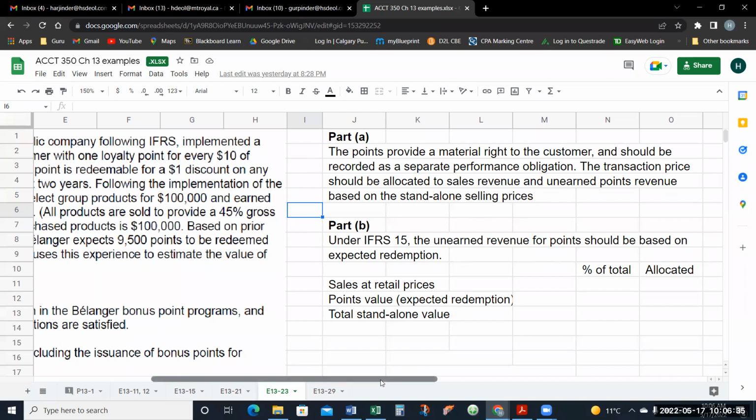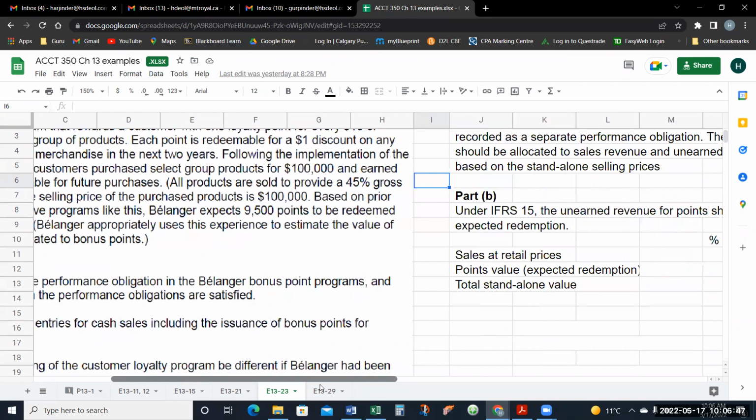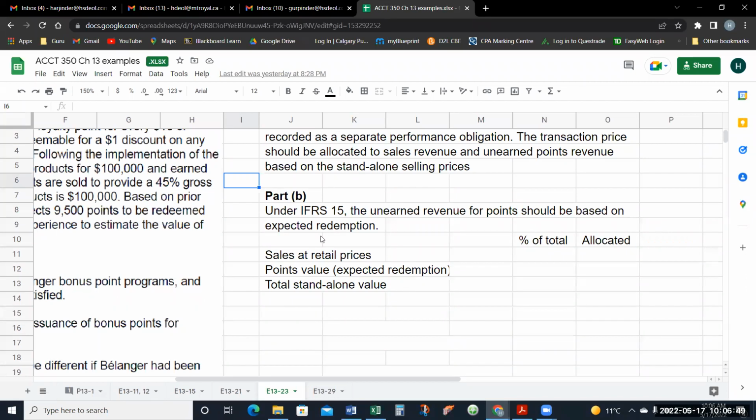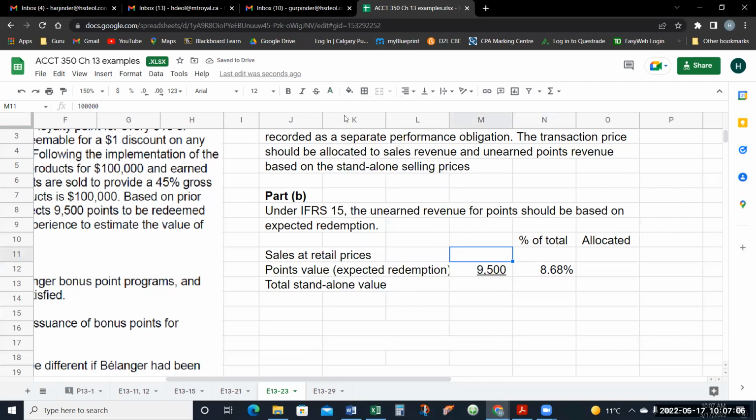So that is the subject matter of Part B, which asks us to prepare journal entries for the sales that took place in 2020. So keep in mind that under IFRS 15, the unearned revenue for the points will be based on expected redemption. The expected redemption is only 9,500 points, and each point counts for $1. So that's 9,500 points in total. The sales value at retail prices is 100,000.